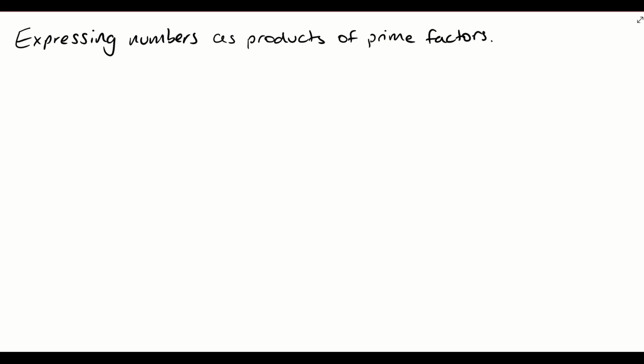Okay, so in this video, we're going to take a look at how we can express numbers as products of prime factors. And we're going to use factor trees to help us do this. And all of this wording might seem a little bit daunting at first, but once we dive into a couple of examples, it should make a little bit more sense. So let's start off with revising what is a prime number.